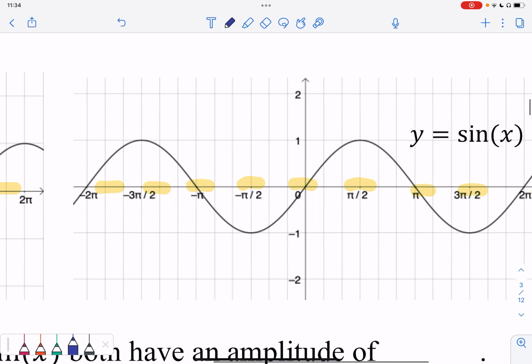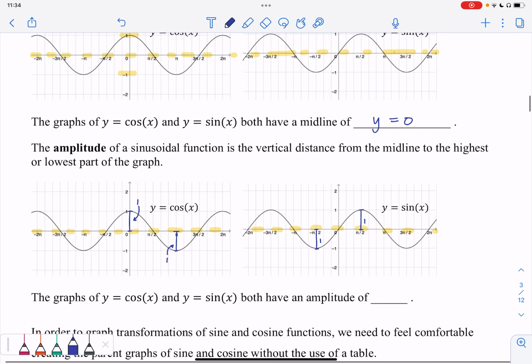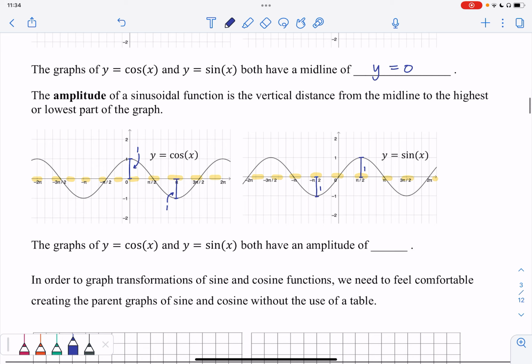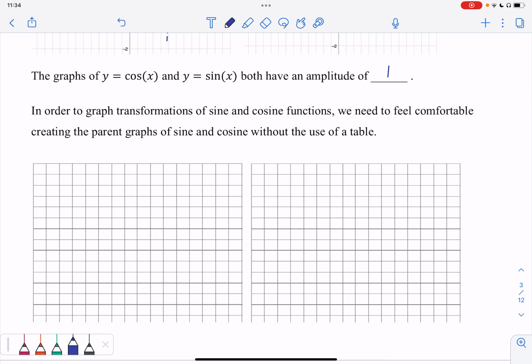Okay, what about the sine function over here? Same idea, value of 1, value of 1. But notice, even when I'm measuring down, I'm still saying that the length has a value of 1 because I'm talking about a distance. So I can see that the graphs of cosine and sine both have an amplitude of 1. Okay, so we can use that when we think about drawing these kind of basic graphs.